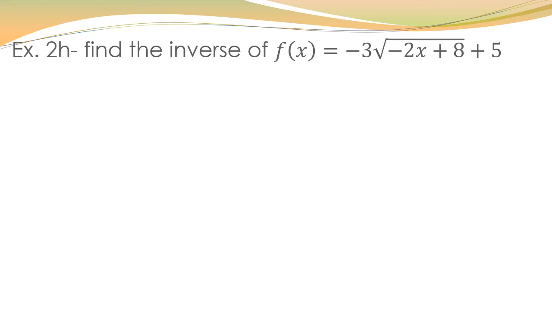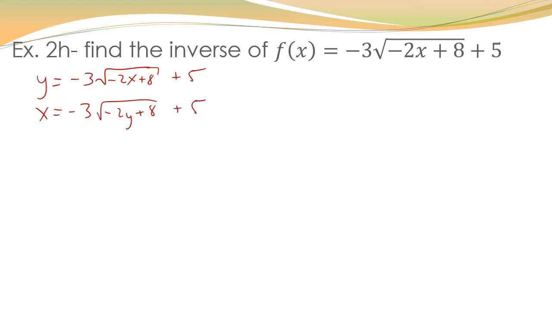H. Find the inverse of f of x. Whoa, this is a big one. This has got a, k, d, and c. We can do it though. Y equals -3 times the root of -2x plus 8, plus 5. Swap x and y to start. And then we've got to isolate y. So we're going to bring over the 5 first, becomes -5. Bring that over.